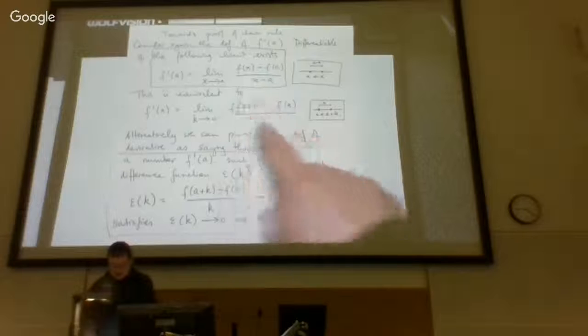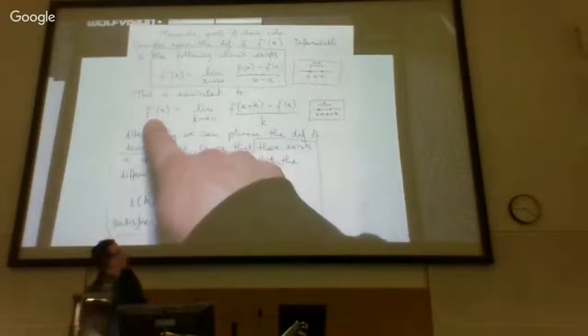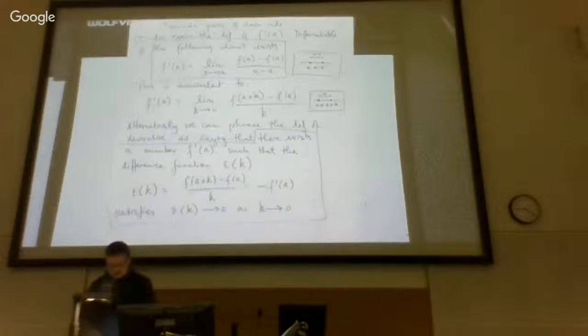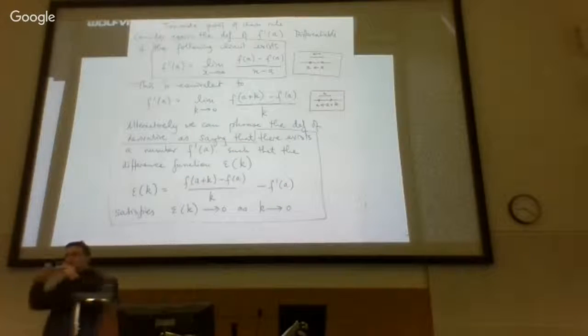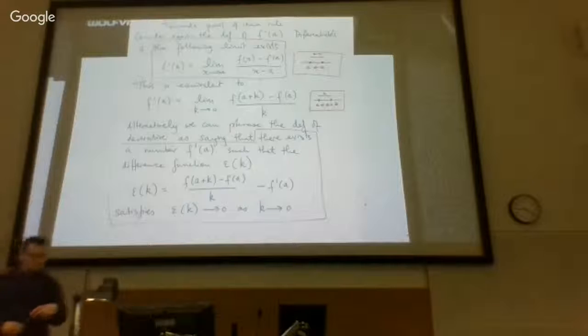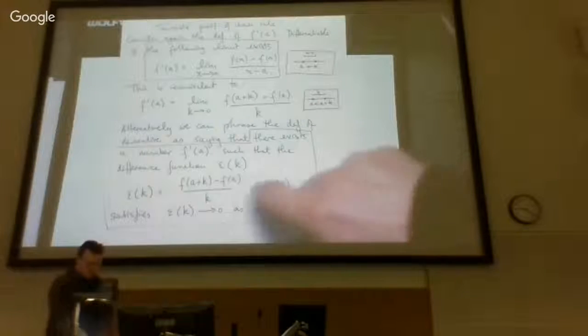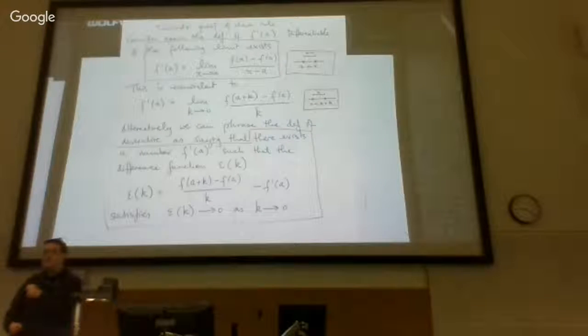Here we're taking the limit of this quantity and calling it f prime of a. Whereas here we're taking the difference between these two quantities and saying, well, as you take the limit as k gets small, because this one is converging to this one, the difference will converge to 0.